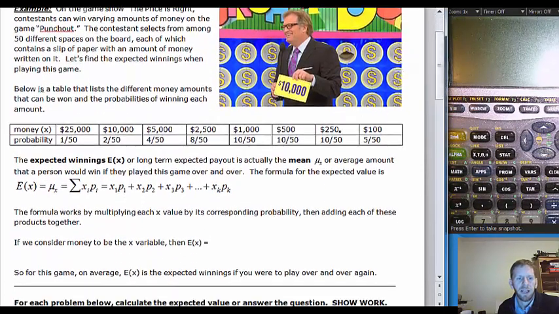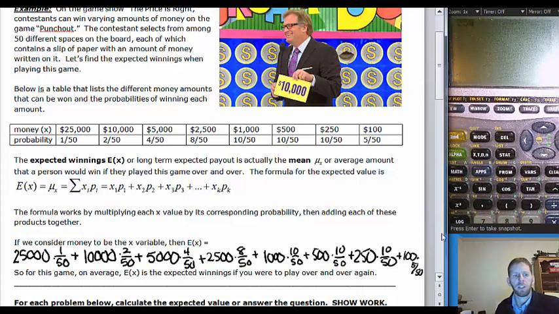So let's take a look at it in this situation. If we consider money to be the x variable, then to find E of x, we're going to take each dollar amount, like $25,000, and multiply it by its corresponding probability, which is 1 over 50. The summation means we are then going to add it to the next product, which would be 10,000 times 2 over 50. And we're going to continue to multiply these dollar amounts times their corresponding probabilities. We're going to add these products together until we get to the very end.